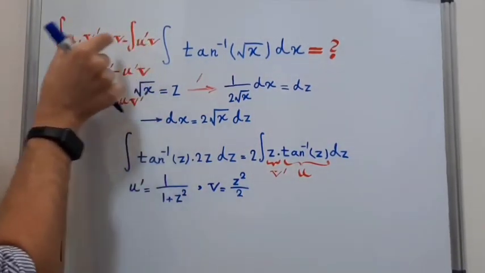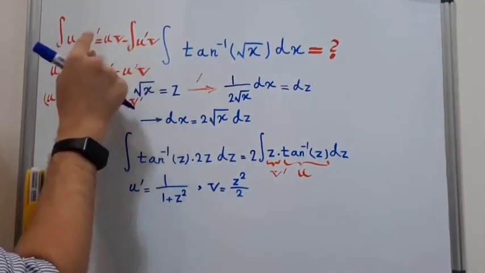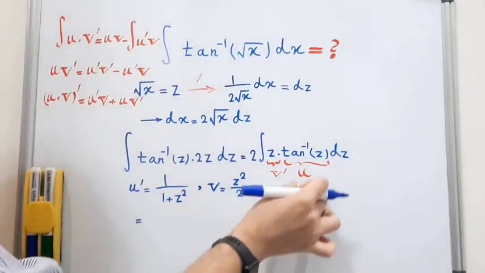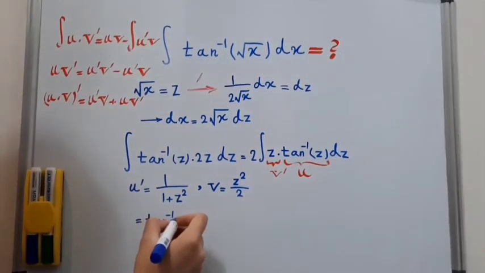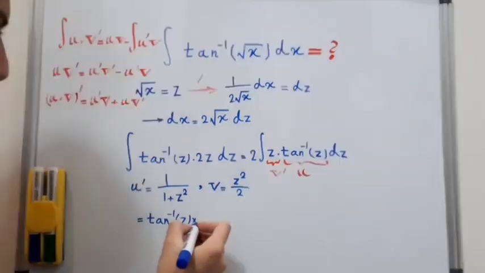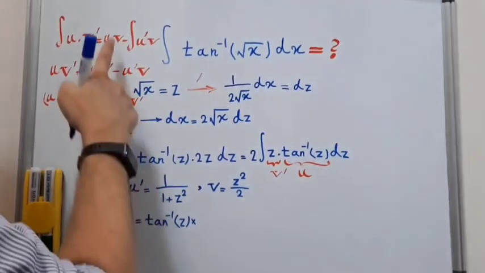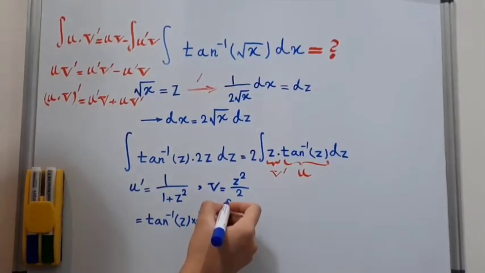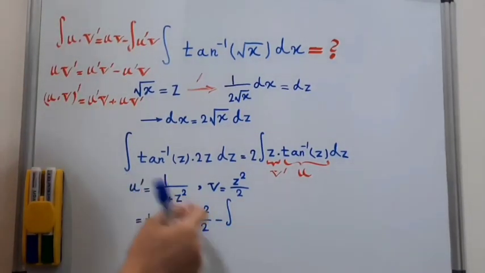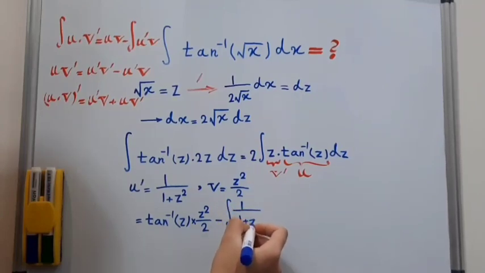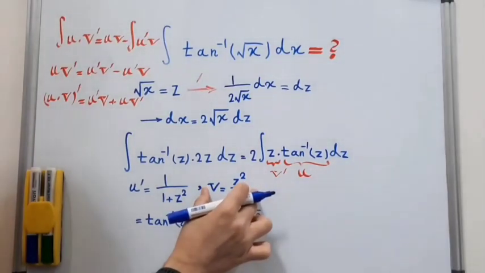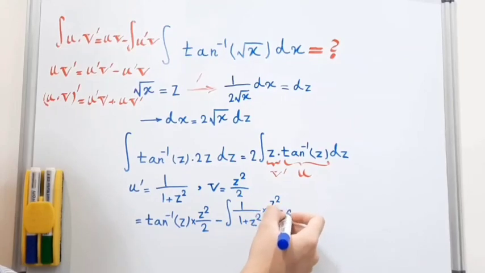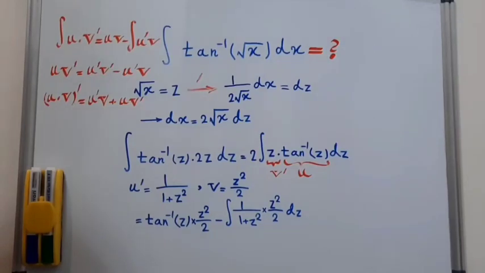Let's use this formula here. The integral of u v prime equals u v, where u is tangent inverse of z and v is z squared over 2, minus the integral of u prime, which is 1 over 1 plus z to the power 2, and v, which is z squared over 2, dz. And this is okay.